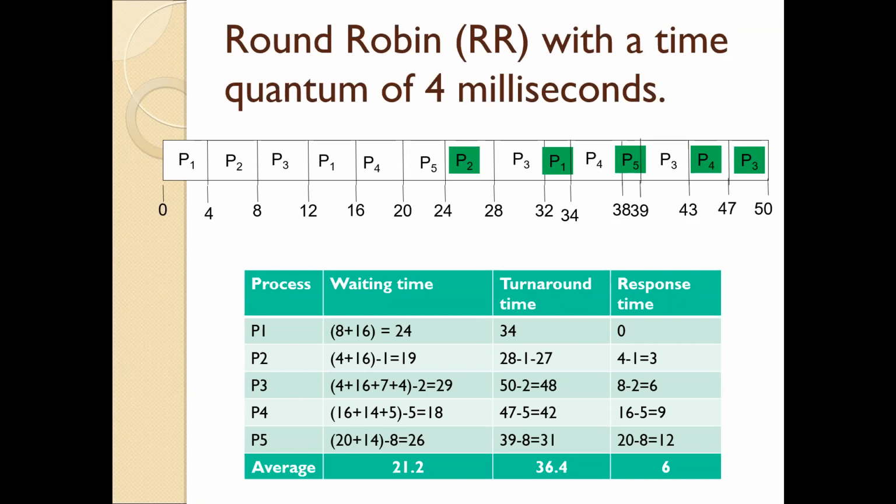Right? So if you calculate it correctly, this should be the answers, right? P1 waiting time for P1, right? So waiting time for P1 is between P2 and P3, P1 is waiting, right? Between this period, P1 is waiting.